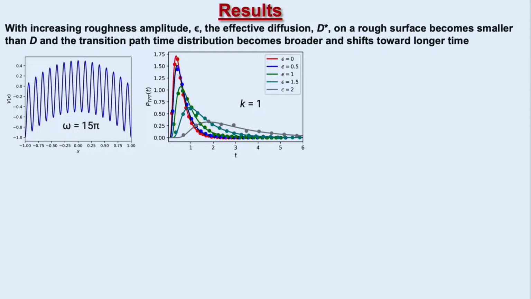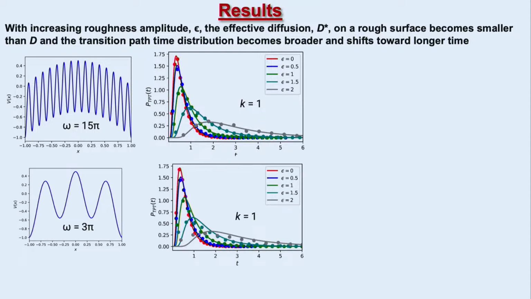For low values of omega, the length scales are very large for the rough potential, as a result of which it will not be possible to approximate the total potential as only the parabolic potential. So this is also something that we found, that when omega is small, the fits are not so good.